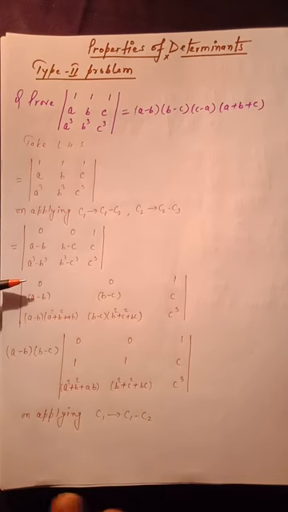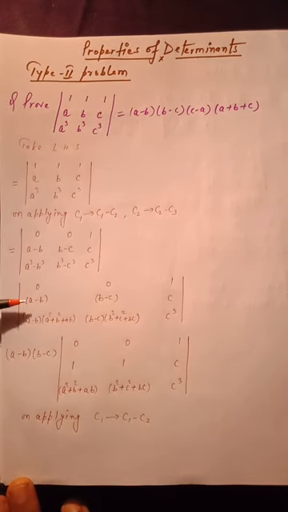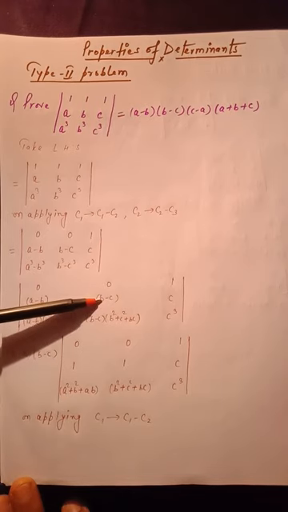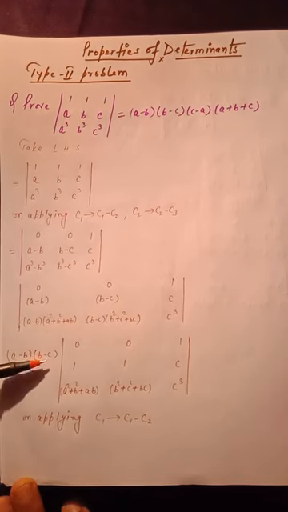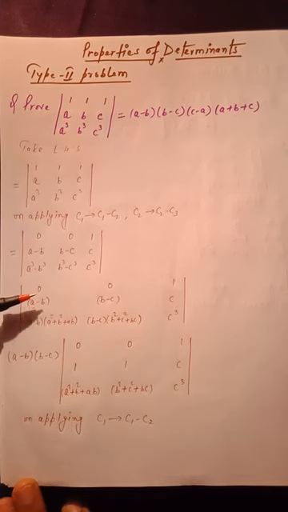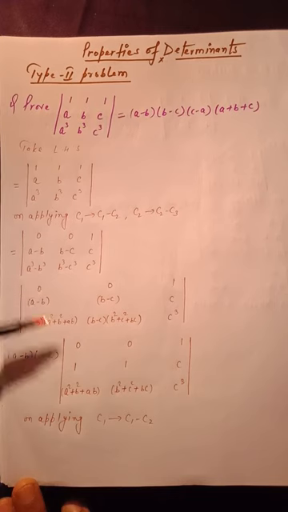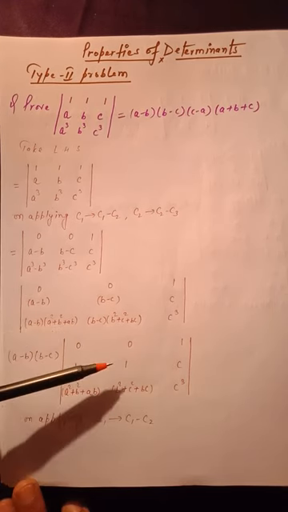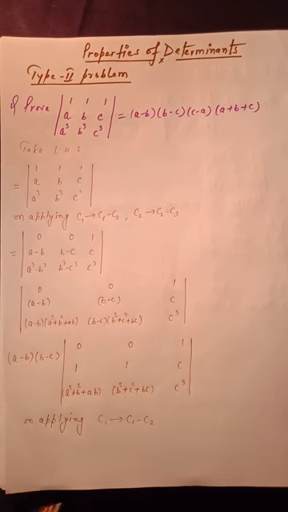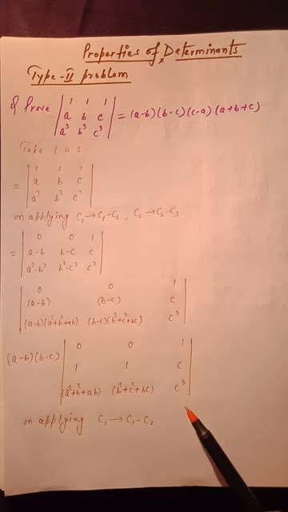In column number 1, a minus b is common, take it out. Similarly from column number 2, b minus c is common, take it out. Because 0 means 0 into a minus b, so it means a minus b is common. So the remaining part is 0, 1, and a square plus b square plus ab. Similar cases here, 0, 1 and b square plus c square plus bc, and column 3 remains same.